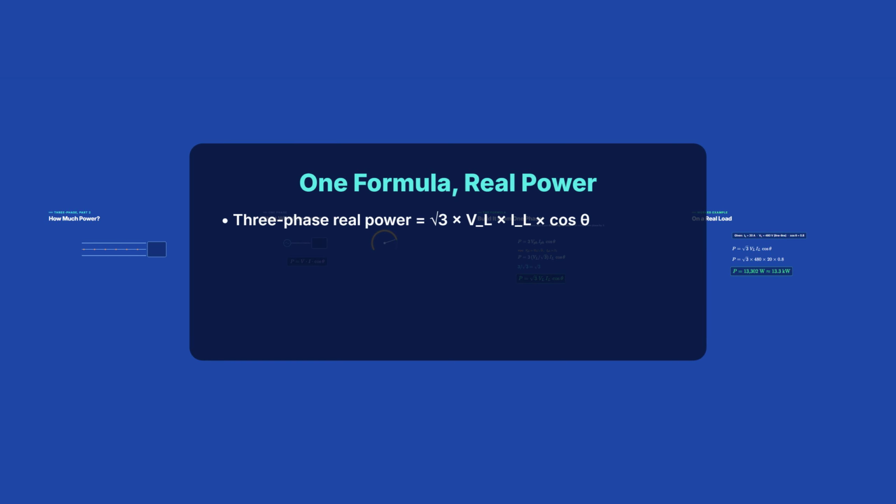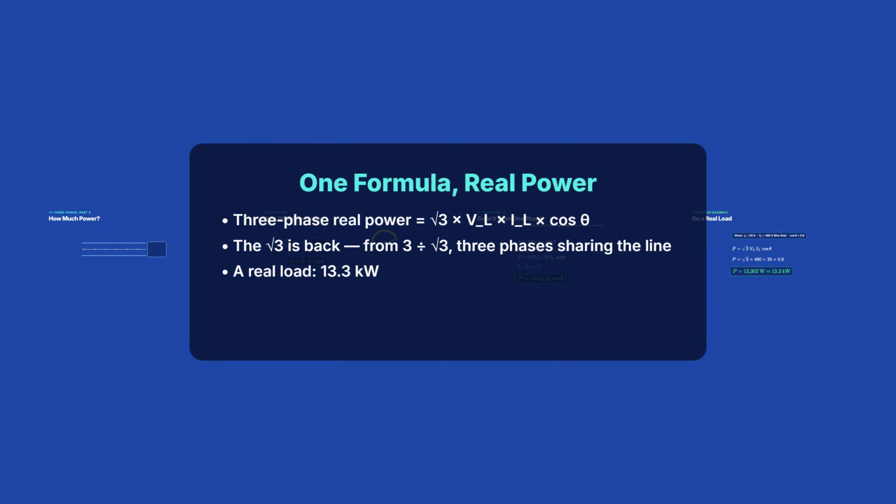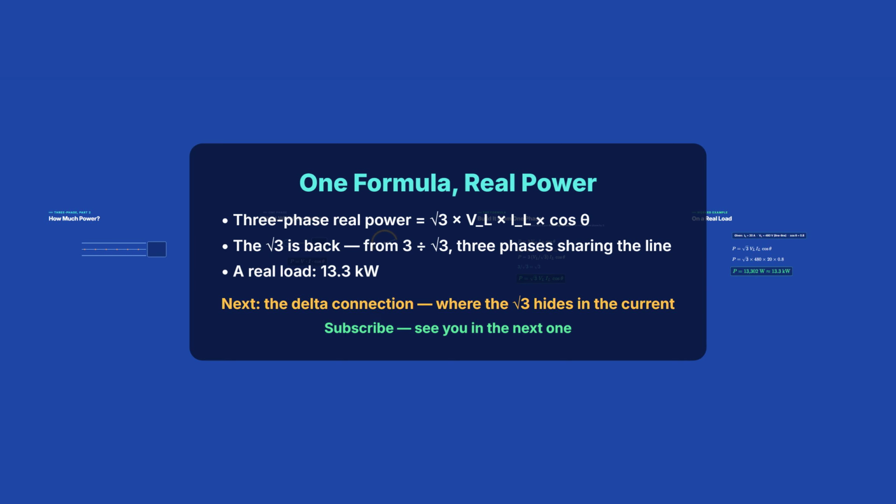So, three-phase power. The real power a load draws is root 3 times the line voltage times the line current times the power factor. And that root 3 came back for a brand new reason. Not from subtracting two voltages, but from three phases sharing the line, 3 over root 3. We even put it to work and found a real load pulling 13.3 kilowatts.